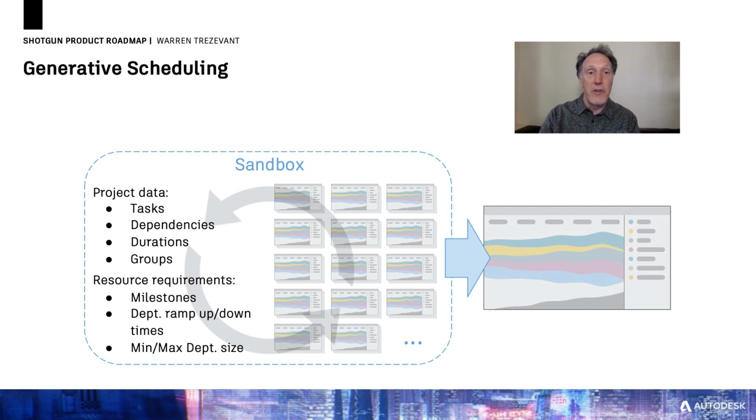By inputting a number of requirements like tasks, dependencies, department size, key delivery dates, and so on, we take advantage of a machine learning process that generates a series of schedules, each one improving on the last, until the most optimized schedule for the given set of requirements is produced, in a matter of minutes.